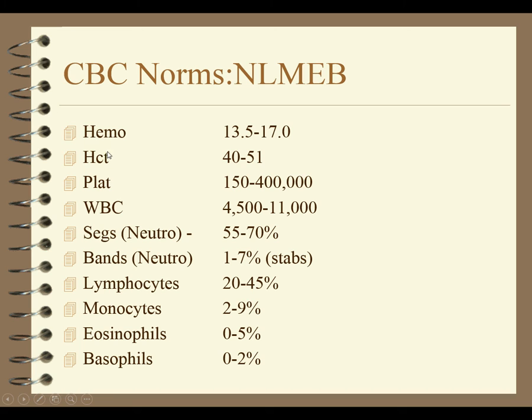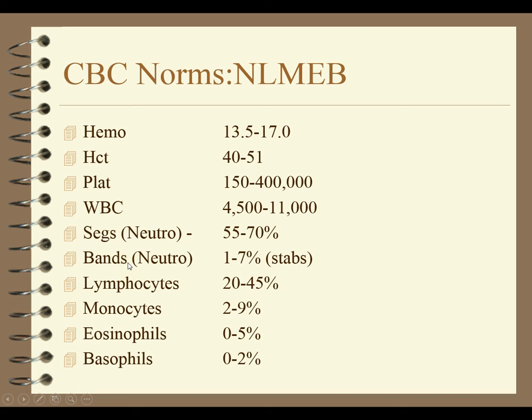Remember, I gave you some rough hemoglobin and hematocrit norms: platelets 150 to 400, white blood count 4,500 to 11,000, and you may see 5 to 10. Again, all books are different. But your segs and your bands, segs being mature neutrophils, bands being immature or stabs, same thing. The matures make up 55 to 70%, the immatures 1 to 7.